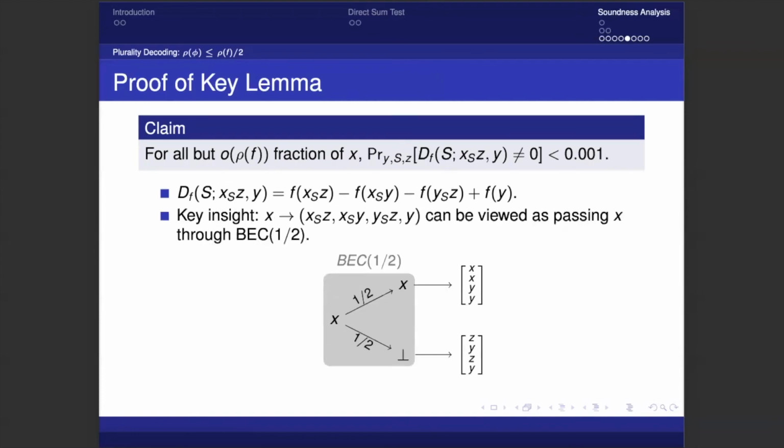We can view the queried points x is z, x is y is z, and y as the result of passing x through a binary erasure channel. Note that if a coordinate of x lies in S, then the corresponding coordinates of these queried strings are x, x, y, y. Okay, so there's no erasure because x is still present in the output. We know everything about x in the output.